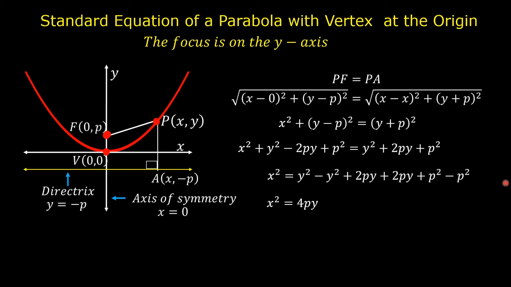Simplifying, we have x squared is equal to 4py. This is the standard equation of a parabola with the vertex at the origin and the focus is on the y-axis.